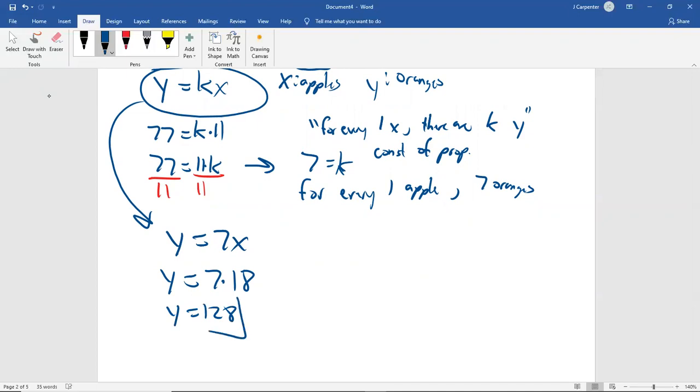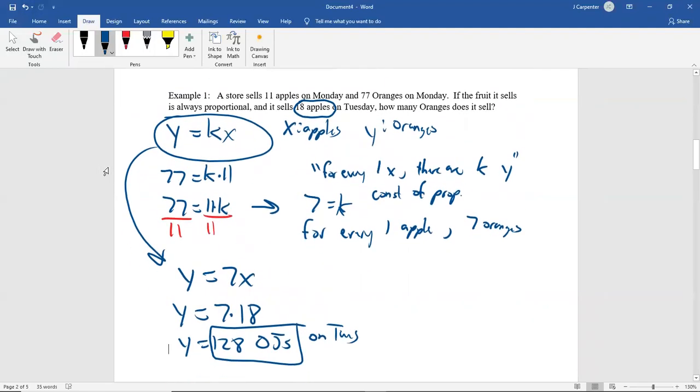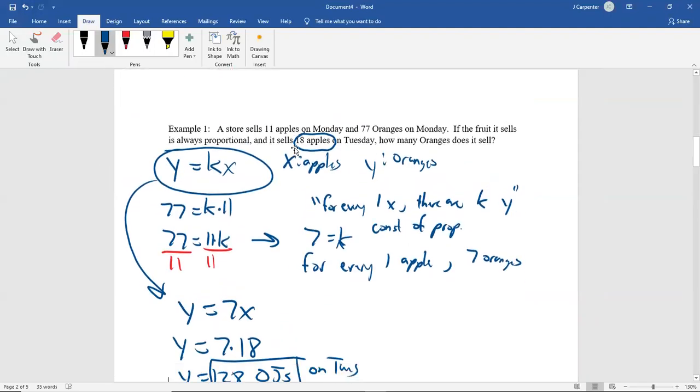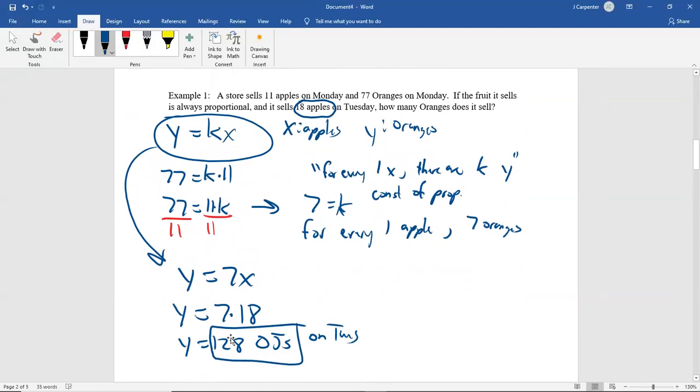So it's not just 128 is the answer. That's wrong. It's not wrong, but it's wrong in a quantitative sense. It's 128 oranges. That's the real answer, and you can even be more specific on Tuesday. So if it sold 18 apples on Tuesday, how many oranges did it sell on Tuesday? 128. Now remember that if one thing goes up, the other thing should go up with this idea of direct proportionality.